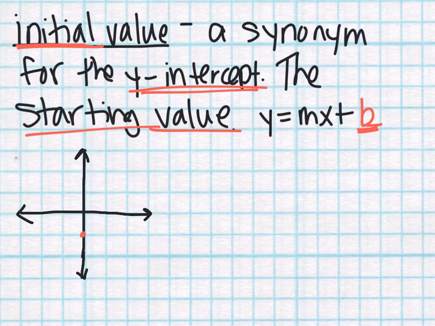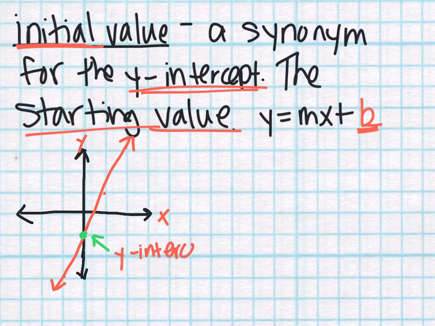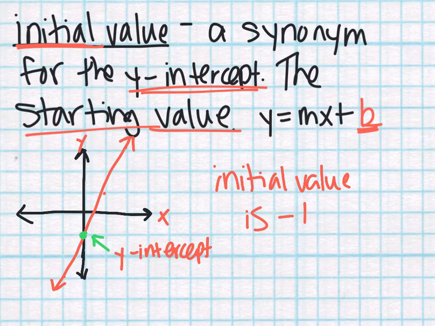and it starts down here at -1 and goes up 2 and right 1. So my line will fit right about here. So if I'm looking for the initial value of this, I want to look at the y-intercept. So my vertical axis is my y-axis. So this point right here is my y-intercept. So in this example, I would say my initial value is -1. So if I wanted to put that into an equation, I could.